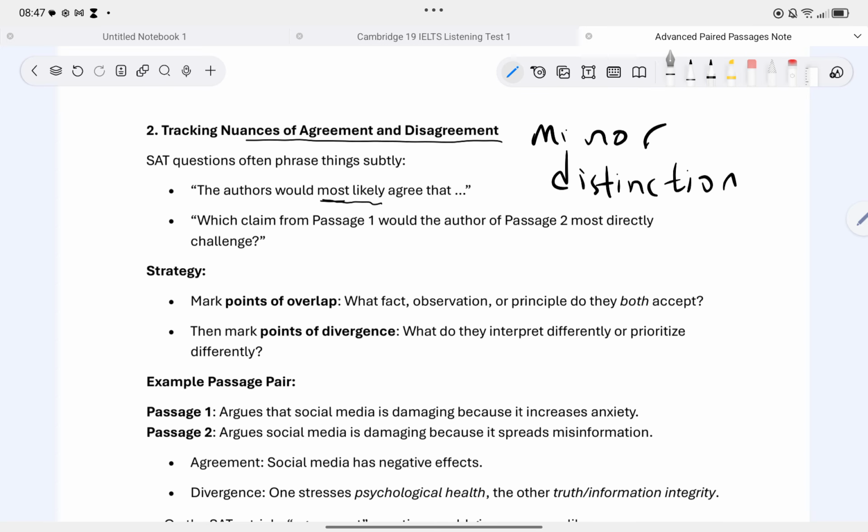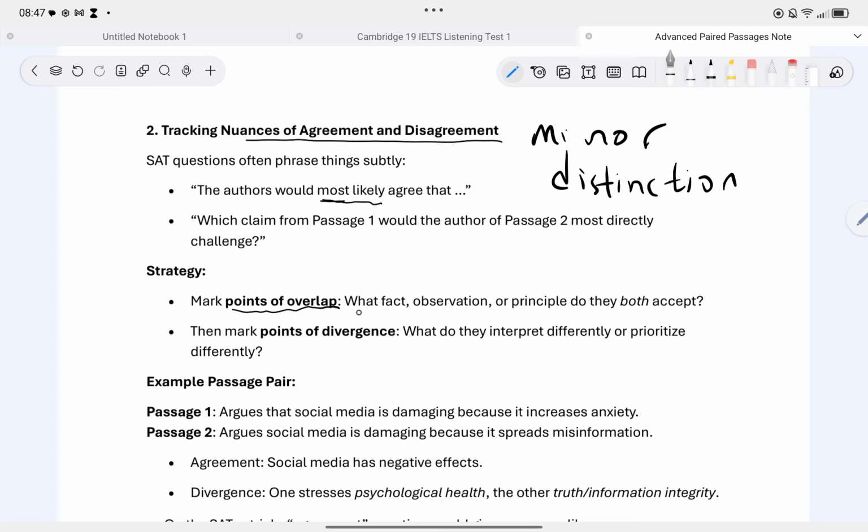Favorite would mean best amongst the rest. So, even if he likes to swim a lot, not as much as he likes to play football. So, those little distinctions matter. So, strategy: mark points of overlap. Points of overlap mean where the two passages agree or where they meet, the convergence point.